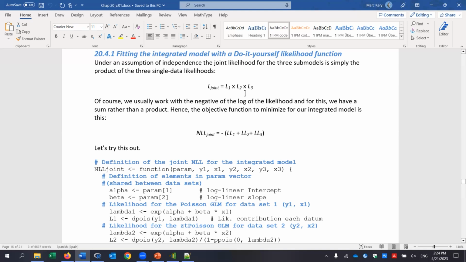So if we have this, then we can simply multiply the likelihoods for each individual data set, and that's our joint likelihood, and we can maximize that using our function optimizer. Because for numerical reasons we never work with the likelihood, but we work with the log likelihood, or actually the negative log likelihood. So what we do here is we define this negative log likelihood function, the joint function here, as the minus of the sum of the log likelihoods there.